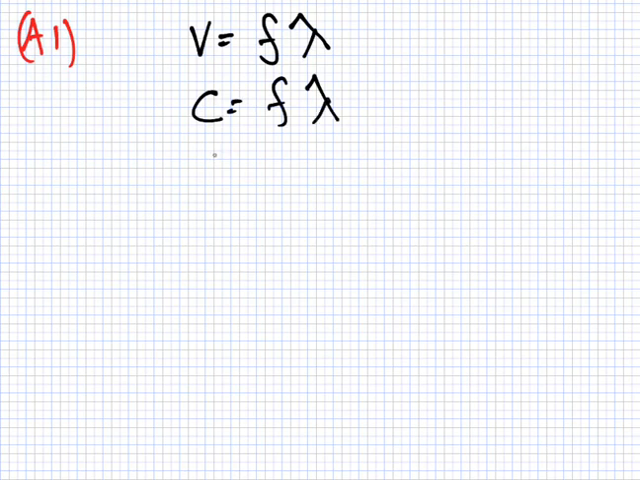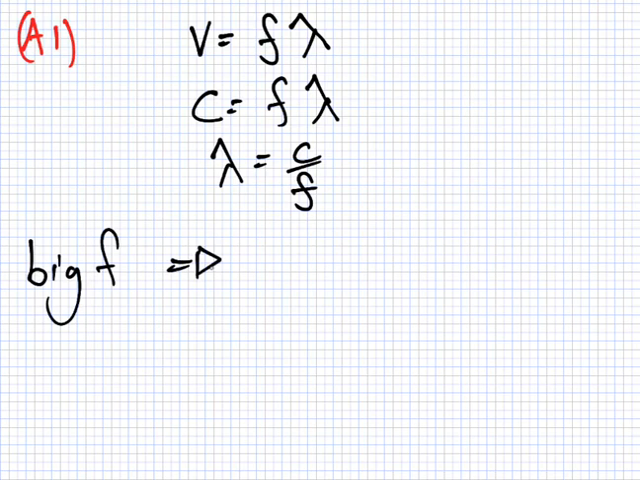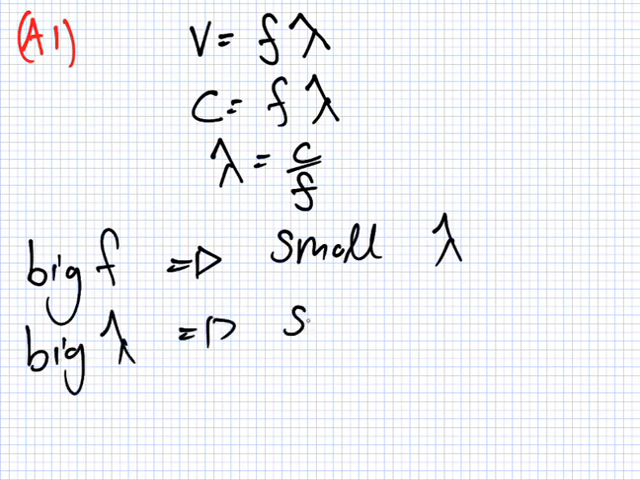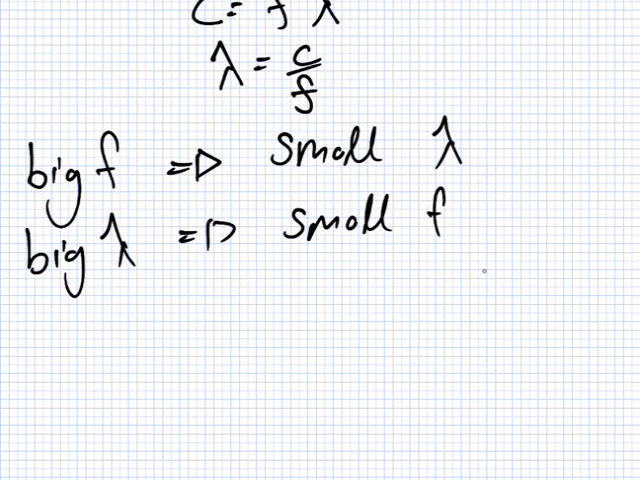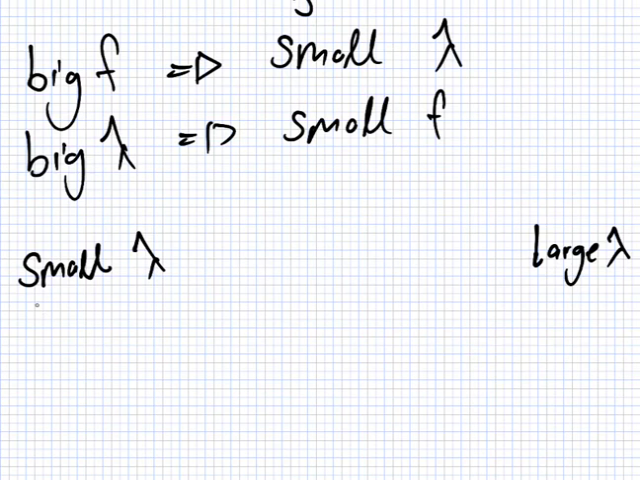So in other words, the wavelength is C divided by F. So my point I'm making is big F, that means small wavelength, and big wavelength means small frequency. They would like you to put these in order of wavelength. So here is small wavelength, and here is large wavelength. What does that mean for the frequency? Large frequency here, and small frequency here.